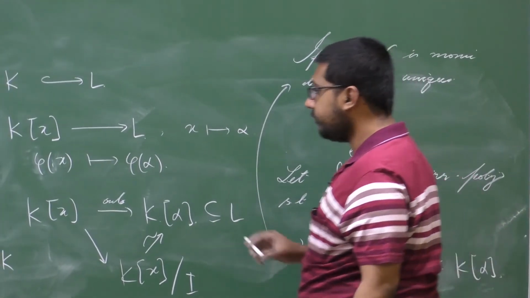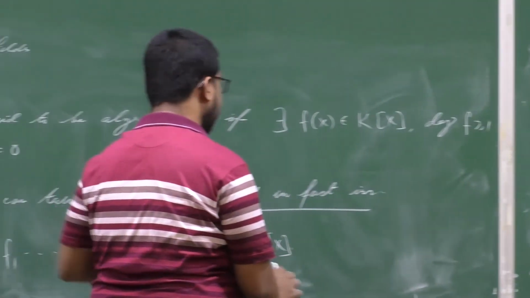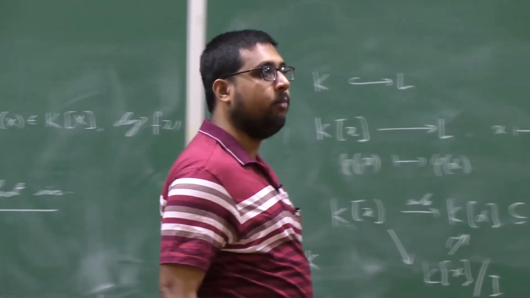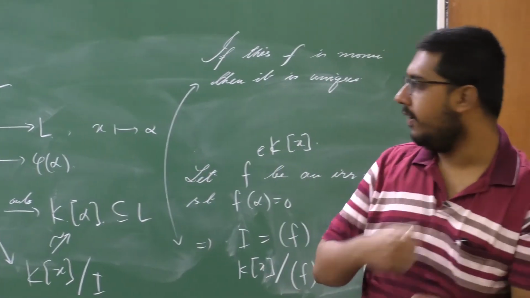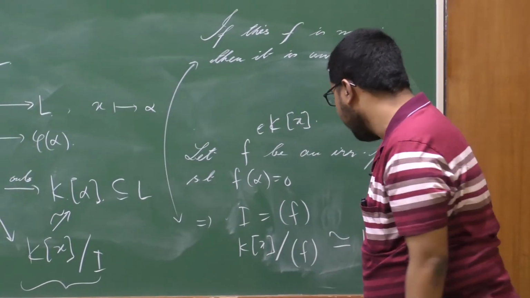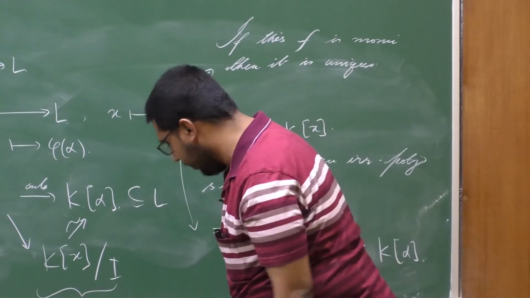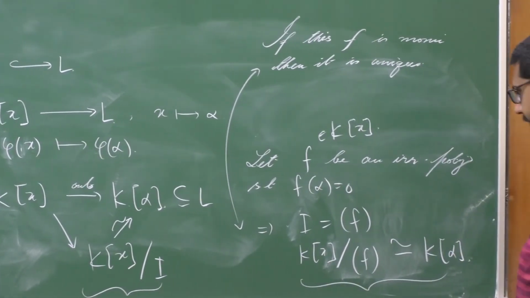Therefore, whatever we have seen is that if alpha is algebraic, then there is a unique monic irreducible polynomial over K which has alpha as a root, and for that polynomial, or of course any constant multiple of that, we are going to have this isomorphism.